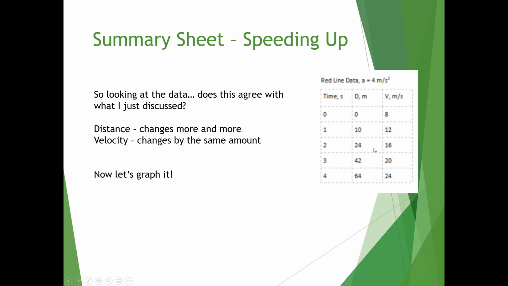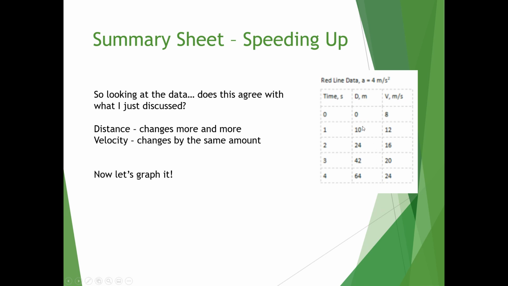So let's see if this kind of agrees. I am going to use red here. If you want to stick with the same colors, that's fine. And if you don't, it's okay too. So acceleration, I'm setting equal to 4 meters per second squared just because I wanted to have a value here. And the velocity I'm starting out at is 8, and that increases by 4 meters per second each second. So it goes to 12, 16, 20, and 24.